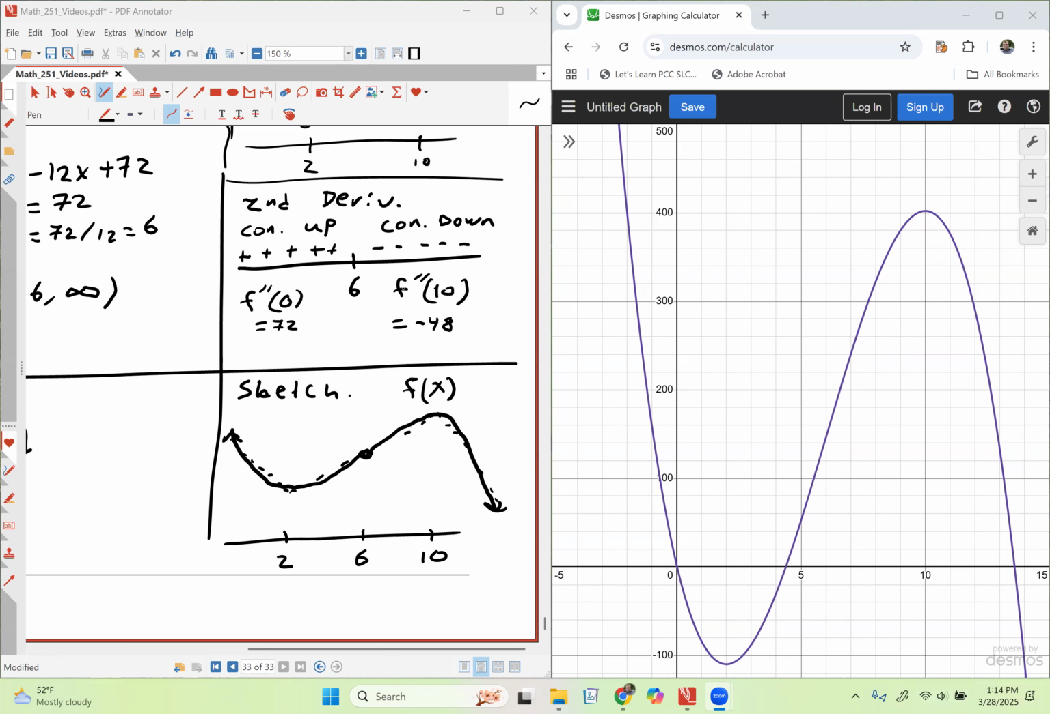So by looking at the first derivative, we could tell where it's going up and down. By looking at the second derivative, we can figure out concave up and concave down. So I can get a pretty good idea of what's going on with the general shape of my graphs.